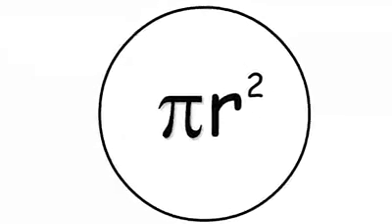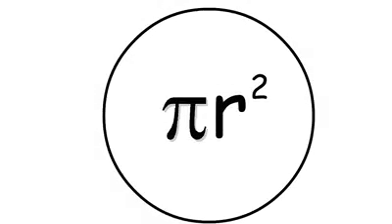πr² gives you the area of a circle. But where does πr² come from? First, we'll draw a circle and fill in its area.